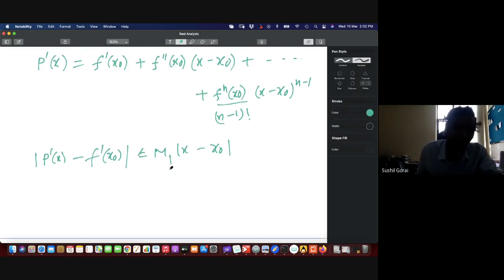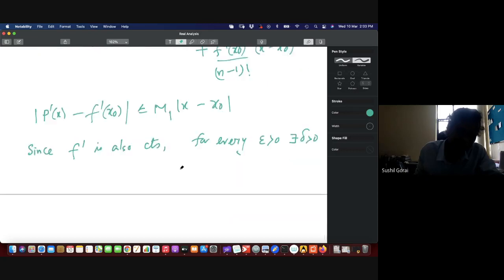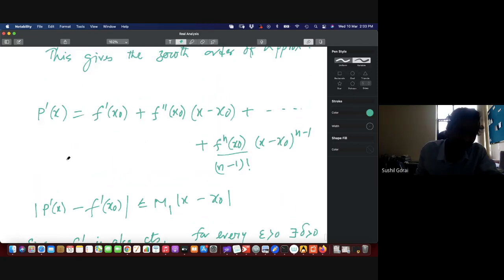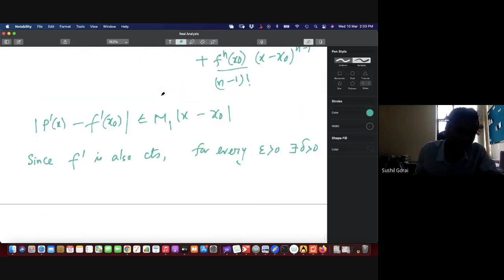Right? And since f prime is also continuous, for every epsilon, there exists delta greater than 0 such that, so you can pick that epsilon right here.